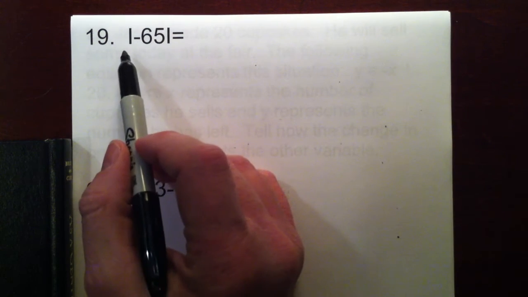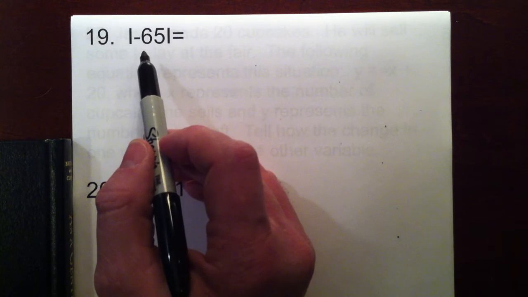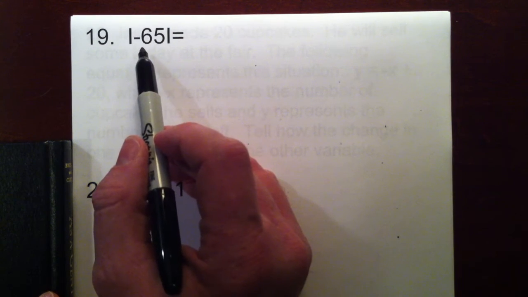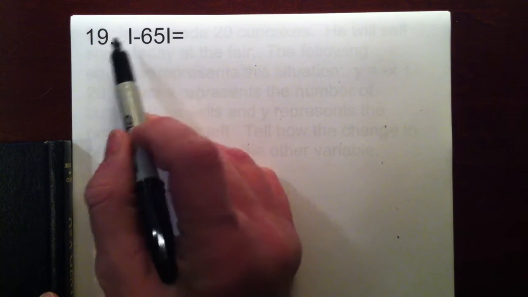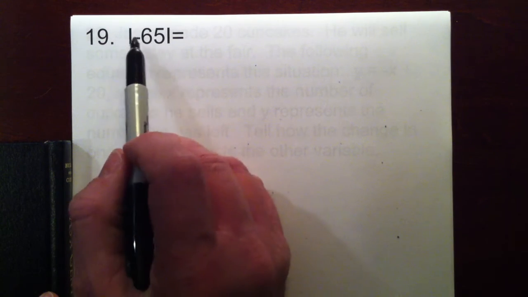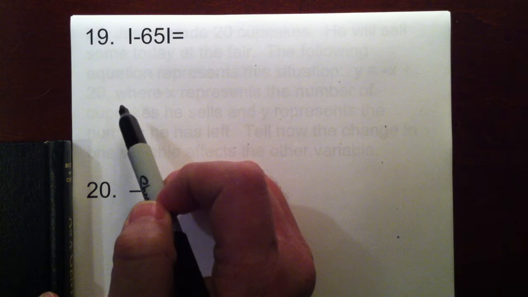Number 19, we have the absolute value of negative 65. Well, the absolute value of anything is the distance that number is from 0. And if you just had the absolute value signs without a negative sign in front, with a number or an equation or an expression inside, that number will always be positive.